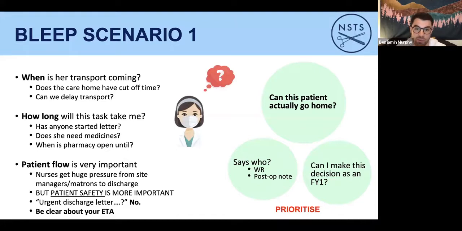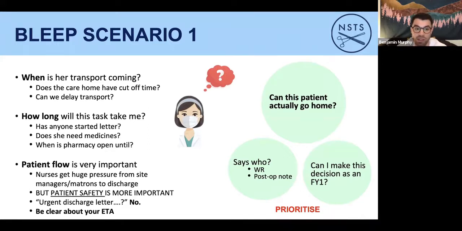So when's her transport coming? I.e. how much time do I have until I need this letter ready? And is there any way that we can delay this? Things that you can think of is whether the care home has a cutoff time. So sometimes care homes will accept patients up to about 6 p.m. So essentially, if you leave an hour for transport, you've got 4 hours to sort out this job. So if that was the case, it wouldn't be super urgent.